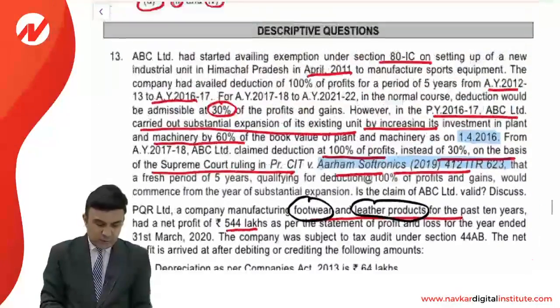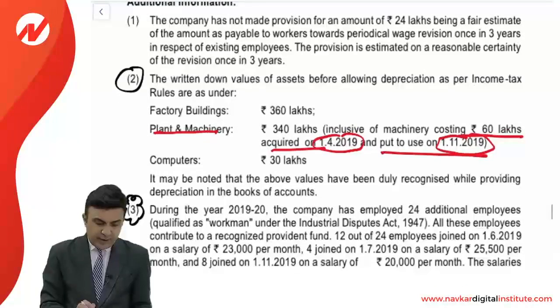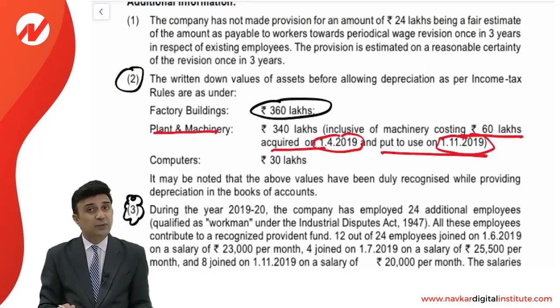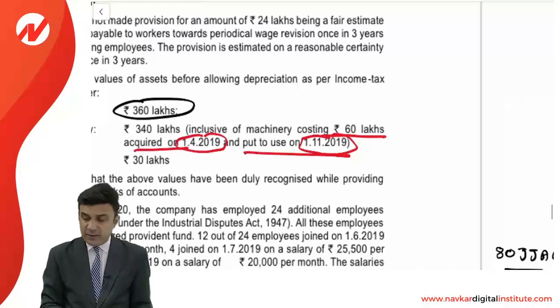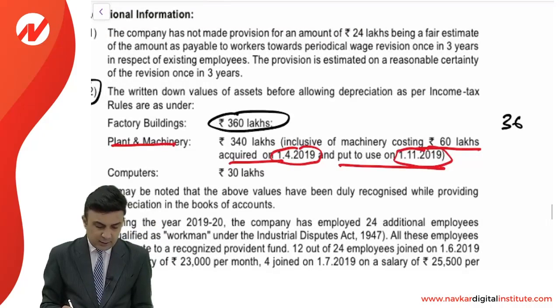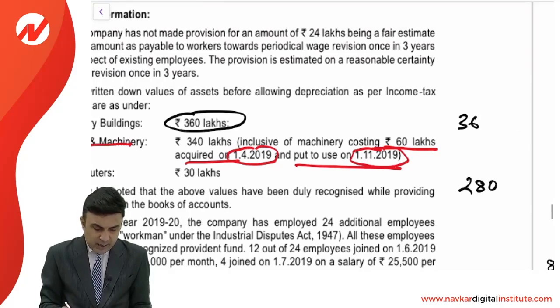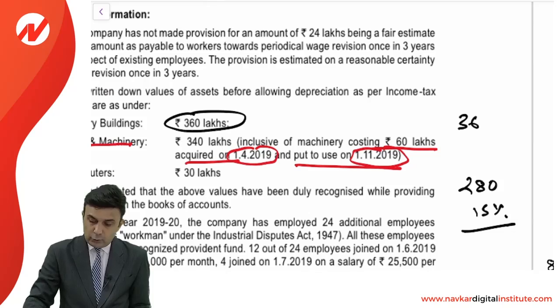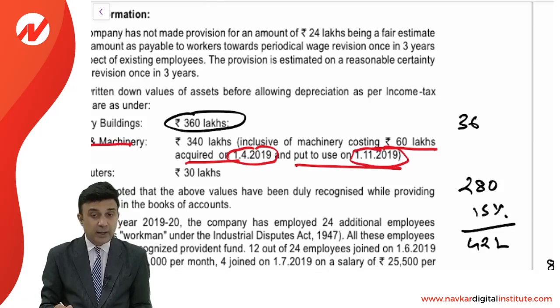Let me check out with depreciation one by one. Factory building 360 lakhs. It is first day opening WDV. Can we say factory building will be eligible for depreciation at the rate of 10%? So your depreciation will be 36 lakhs. Plant machinery 340, of which 60 lakh machinery is put to use late. As 60 lakh machinery is put to use late, can I say on 280 I'll be able to get depreciation at the rate of 15%. So on 280 at the rate of 15%, my depreciation is 42 lakh.